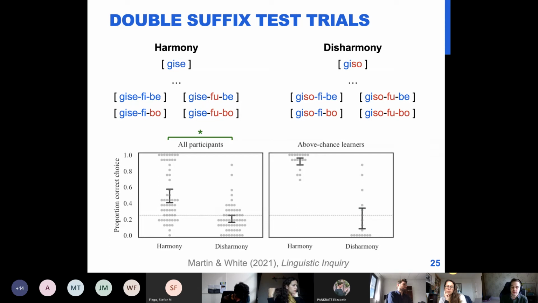And you can see here that for the harmony people, they almost always went for the fully harmonic pattern. And for disharmony, a couple of people went for it, but otherwise they almost never did. Most of the people almost never went for that actual, general disharmony pattern. They went for something else.